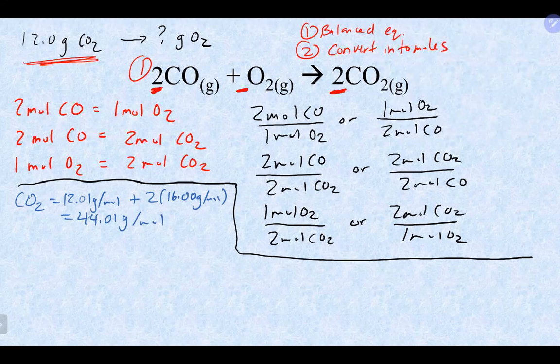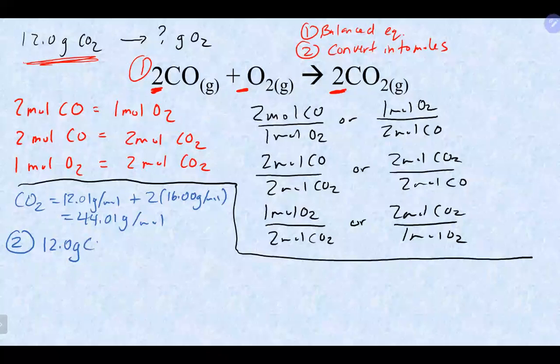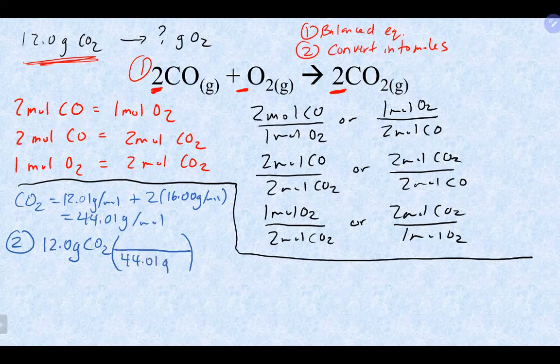So really the second step that we're going to do here is take the grams of CO2 that they gave us, and use the molar mass to convert it into moles. So 44.01 grams per mole of CO2. And if we get an answer at this point, that's 12 divided by 44.01, which gets us 0.273, I'll take it there, moles of CO2.